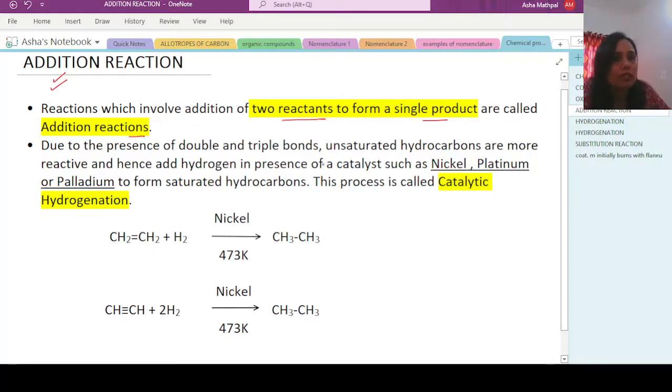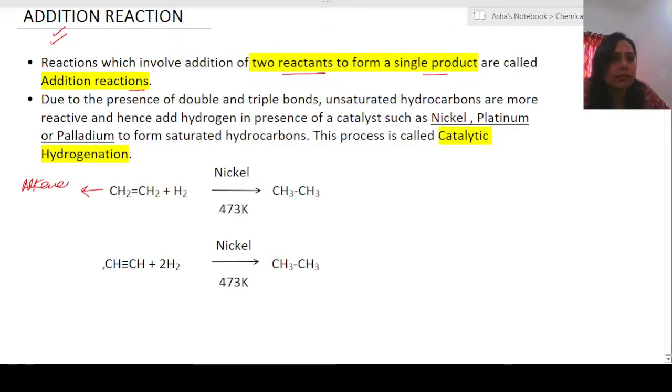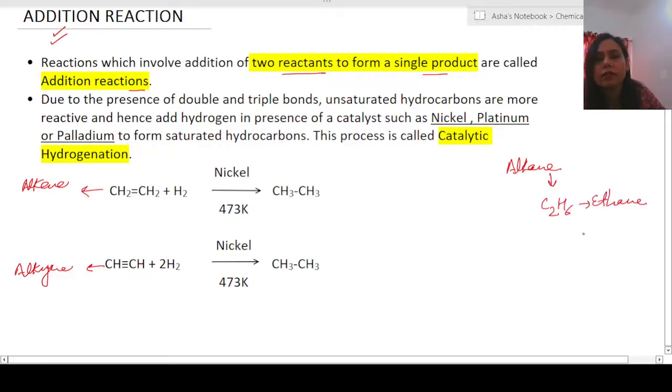Now in the case of carbon compounds, we have the alkene and alkyne. This is an example of an alkene because it has a double bond, and then this is an example of an alkyne. It has a triple bond in it. Right. Now if you see a simple alkane, let us say C2H6, that is ethane.